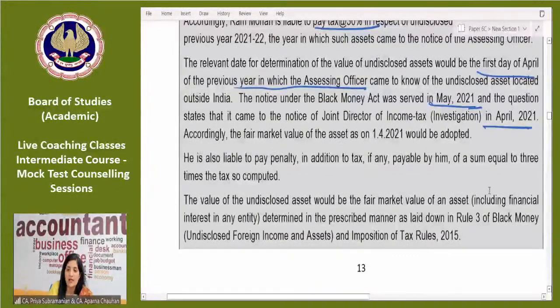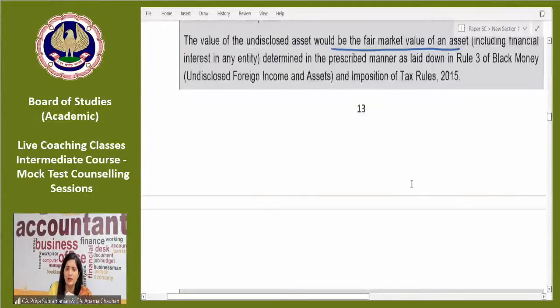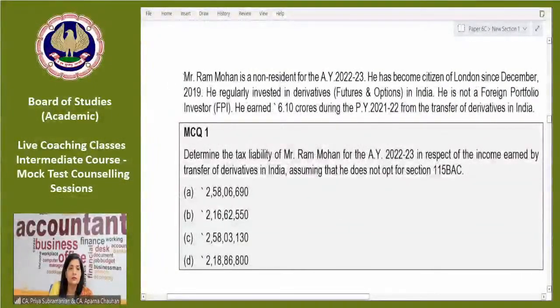Here, he is also liable to pay a sum equal to 3 times the tax to compute. We already computed that in that MCQ. Now, the value of undisclosed assets would be the fair market value. You have to specify the procedure which is given in the study map also. You have to bring it out here, right? This is the procedure that has to be followed for computing the value of the undisclosed asset. Now, we are moving to the next facts.